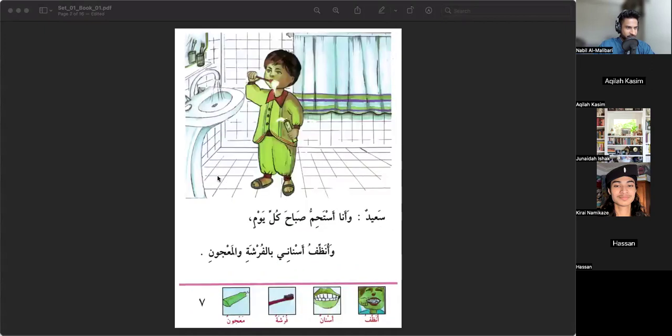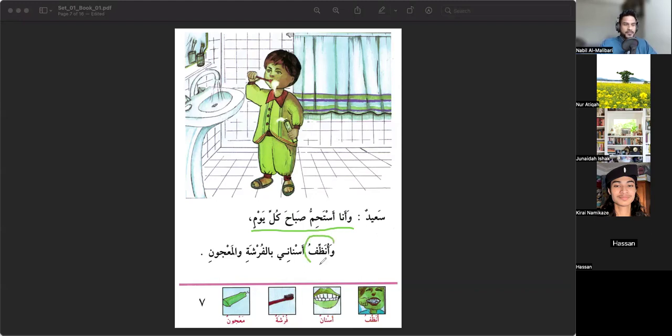Very good. Next person on the line, Nur Atika. Fadhali. Wa ana astahimmu sabaha kulli yawmin wa unazzifu asnani bil fushati wal ma'jun. Very good, very clear. Saeedun is probably going to copy his brother again. So Saeedun says, وَأَنَا أَسْتَهِمُّ صَبَاحَ كُلِّ يَوْمٍ. I think everyone understands what this means by now: and I take a shower as well, in the morning, every day.